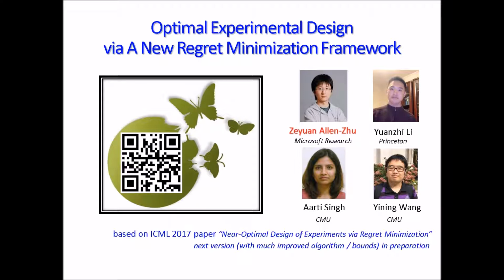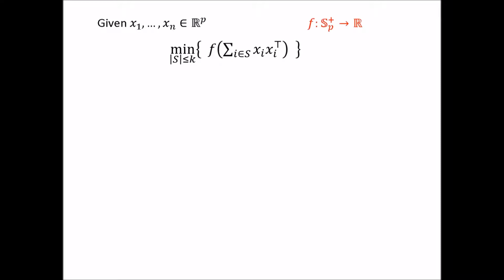Okay, good. So the problem I want to focus on today is the following. Given data vectors in p-dimensional space, we have n vectors, x1 until xn, and we want to minimize the following function. We want to select a subset of cardinality at most k, and then compute the covariance matrix with respect to the subset of the vectors we have picked, and then minimize a function f on this matrix. This is a function from PSD matrices to real values.